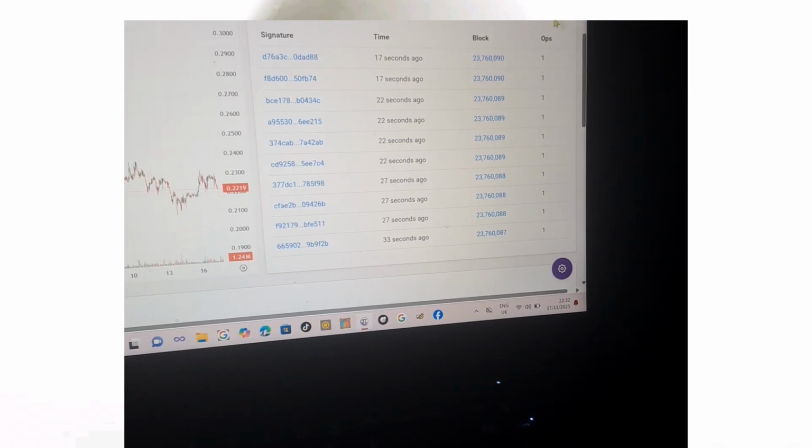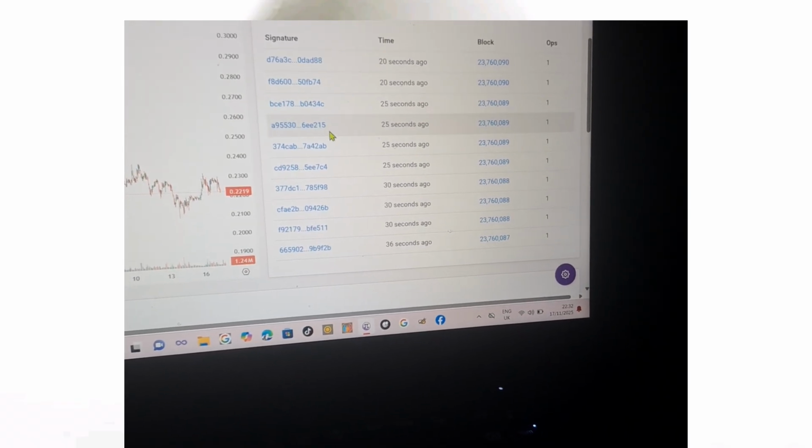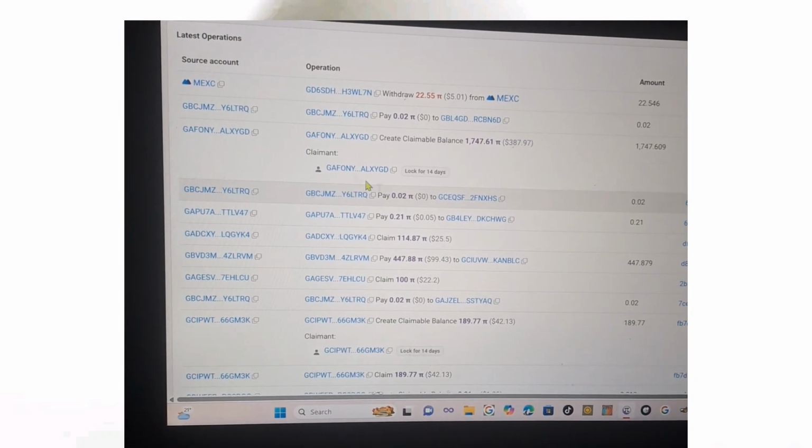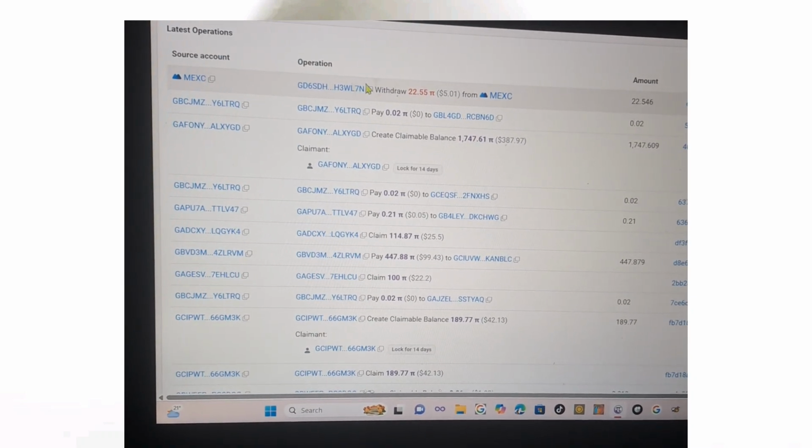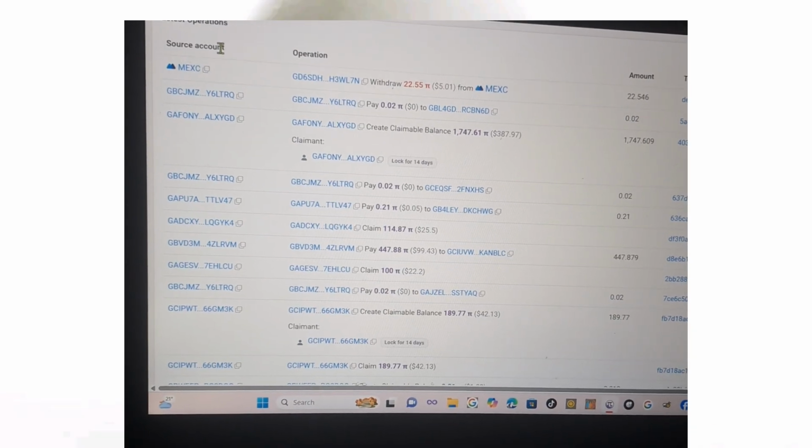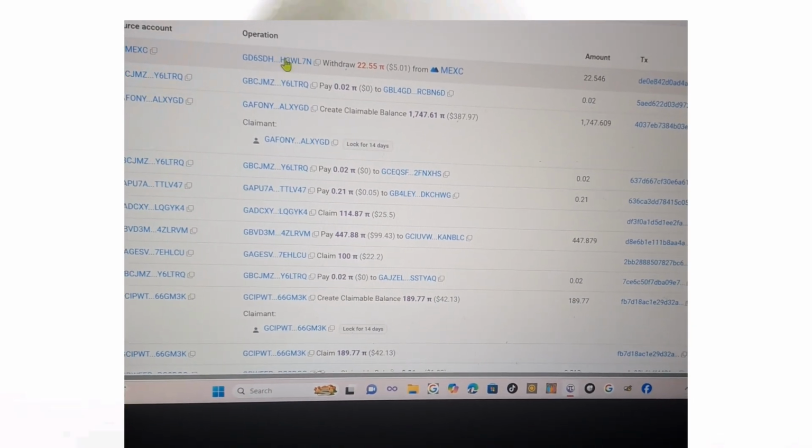Also you can see the latest transactions in this one interface. Down here we have the latest operations, like what is happening, the movement of Pi from accounts. You can see like the first one is a withdrawal from Mexi to this wallet, and the amount is here. Like this is the TX code, and the time this happens. So everything is listed here, so you can track all the activities happening here.